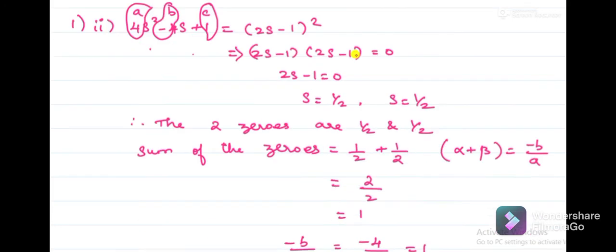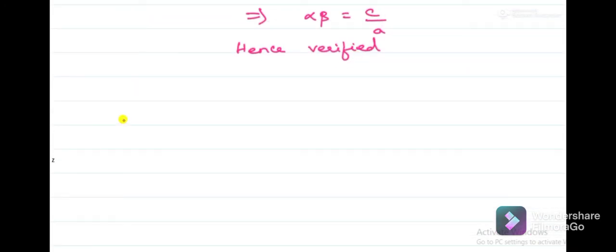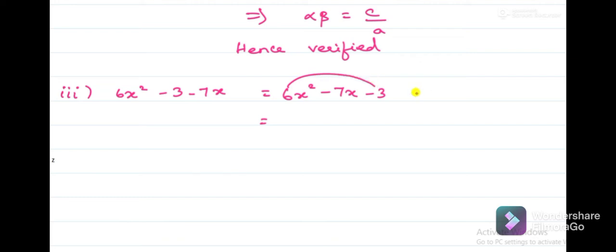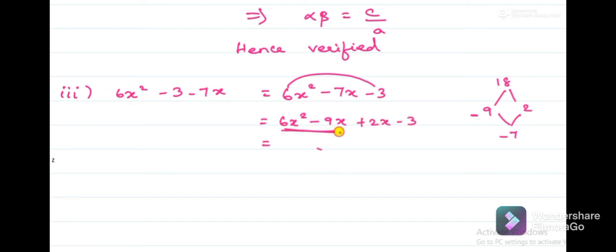Let us move on to the third question. The third question is 6x squared minus 3 minus 7x. After writing in the general form of ax squared plus bx plus c, let us find out the factors of this equation. So 9 minus 9 2s are 6x squared minus 9x plus 2x minus 3.